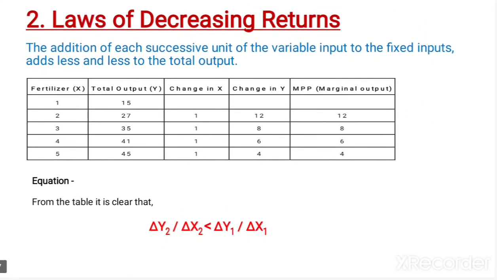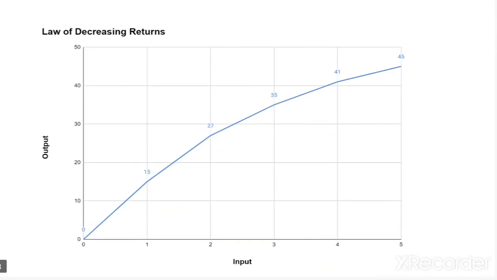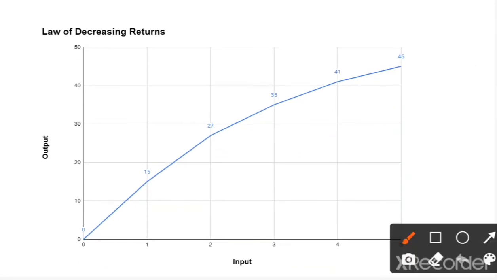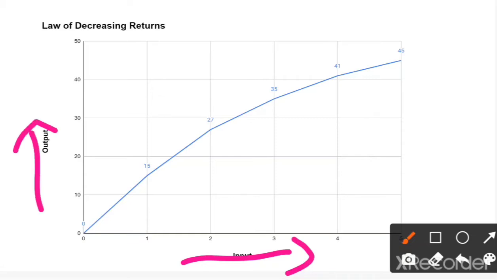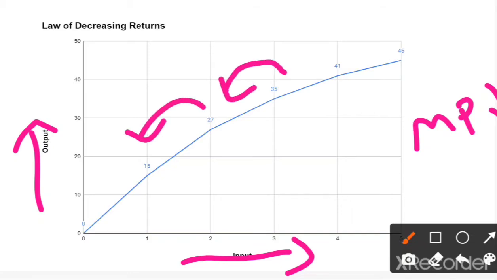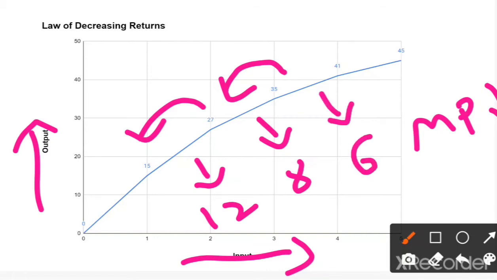Before that we'll see the graph of this law. Here it will be a convex shape. Students, here also you can think that input is increasing and the output is also increasing, but the MP is decreasing. The difference between 27 and 15 is 12, the difference between 35 and 27 is 8, and the difference between 41 and 35 is 6. So from 12 it is becoming 8, from 8 it is becoming 6.